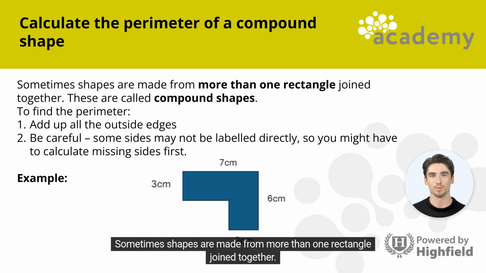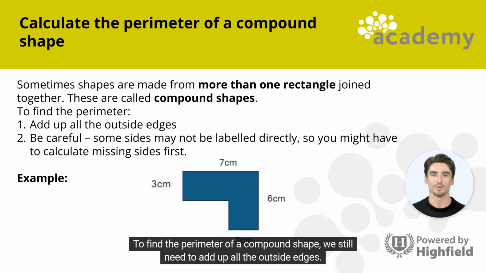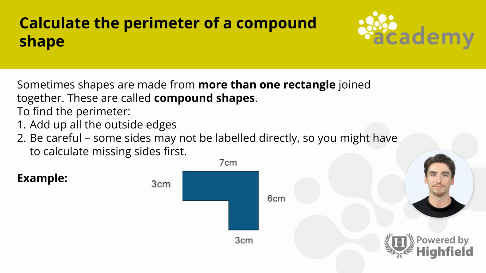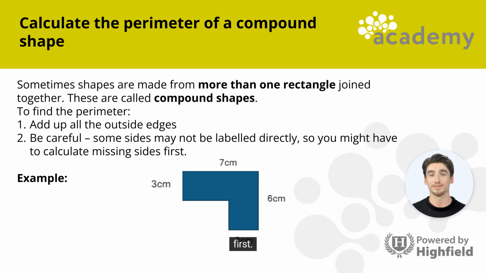Sometimes shapes are made from more than one rectangle joined together. These are called compound shapes. To find the perimeter of a compound shape, we still need to add up all the outside edges. However, be careful, some sides may not be labeled directly, so you might have to calculate missing sides first.